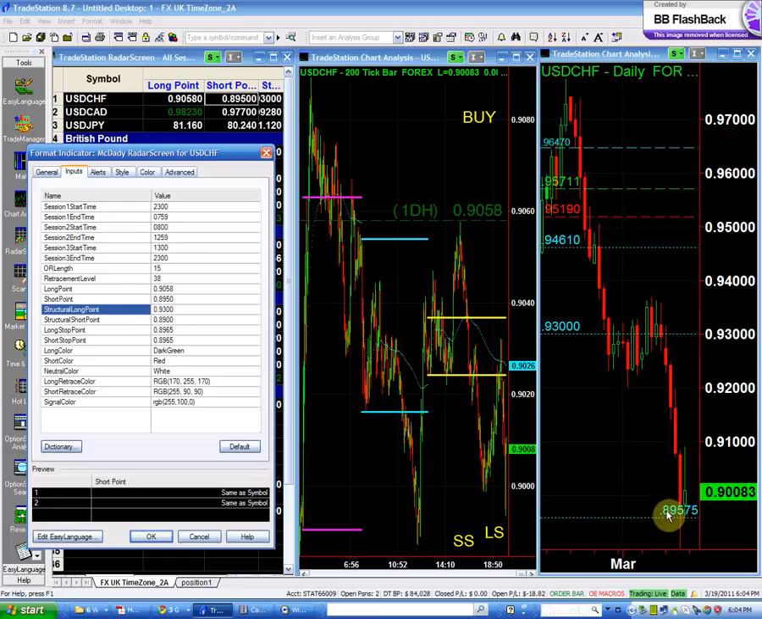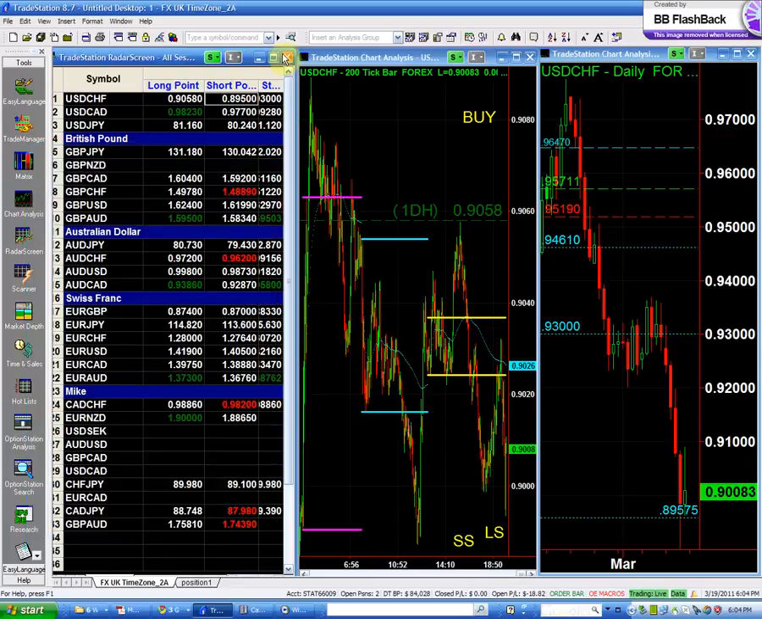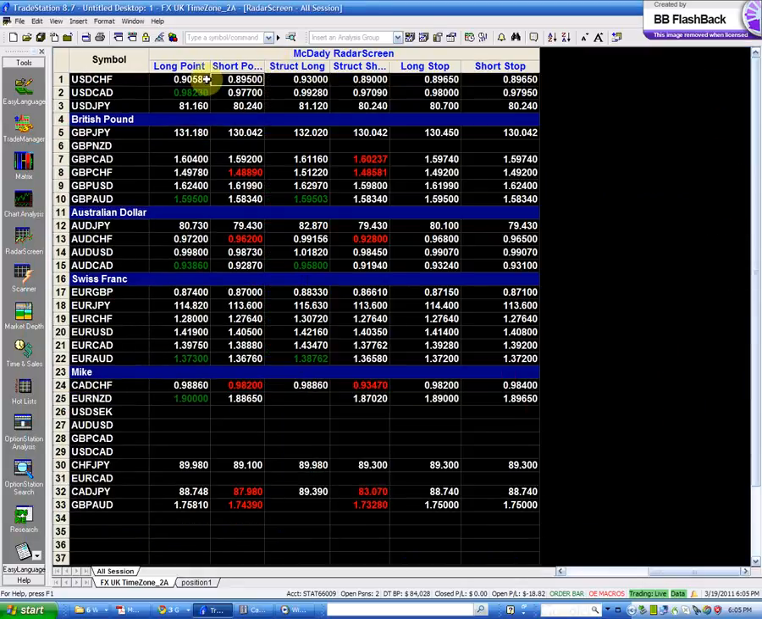Now remember, the structure short is the all-time low, which is in this case the 89. Okay, that is the dollar Swiss.